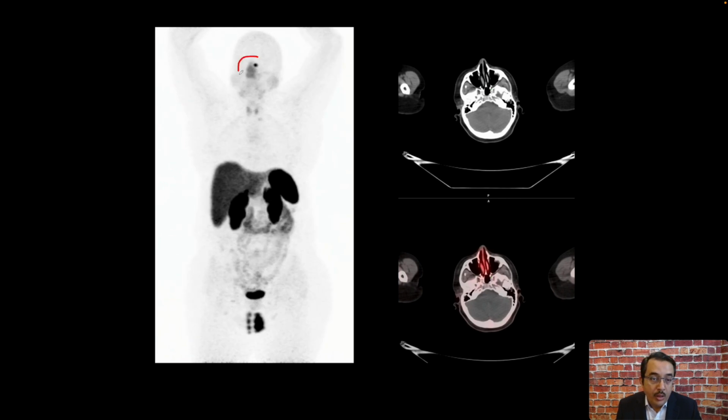There is diffuse mild uptake in the soft tissues of the nose, corresponding to this part on the CT and the fused PET-CT image. This patient had a runny nose, and rhinitis led to inflammatory uptake of gallium-labeled DOTATATE on this PET-CT.